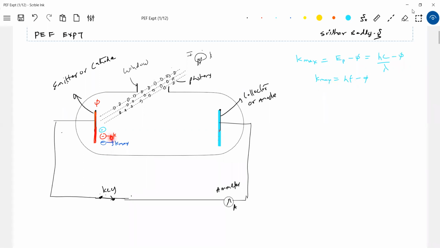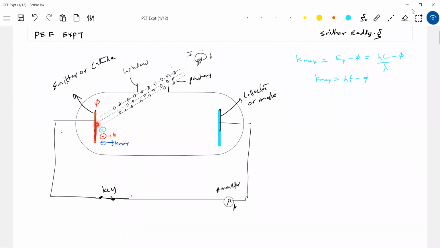And what about K? This will encounter a few collisions, then will emerge out. When it arrives at the surface, it will have energy greater than work function. It will come out with kinetic energy. And what about the other electron? It will interact with a photon inside the metal and encounter collisions. By the time it arrives at the surface, its energy will be just greater than or equal to work function. So it will emerge with a speed almost zero, kinetic energy almost zero.